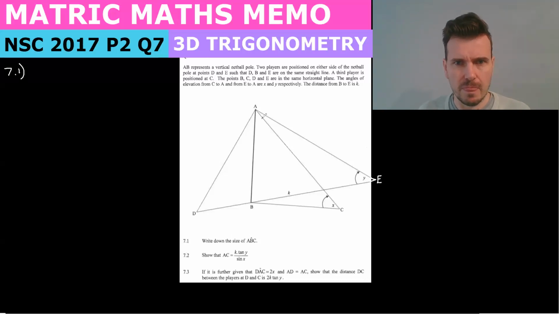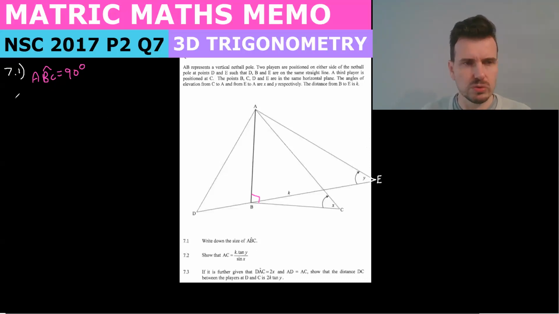So they want this angle here, ABC. Well, that's easy. That's just a right angle. ABC is equal to 90 degrees, and that's because this is a flat surface, so it's a flat plane. Okay, so that was just a 1-mark question.